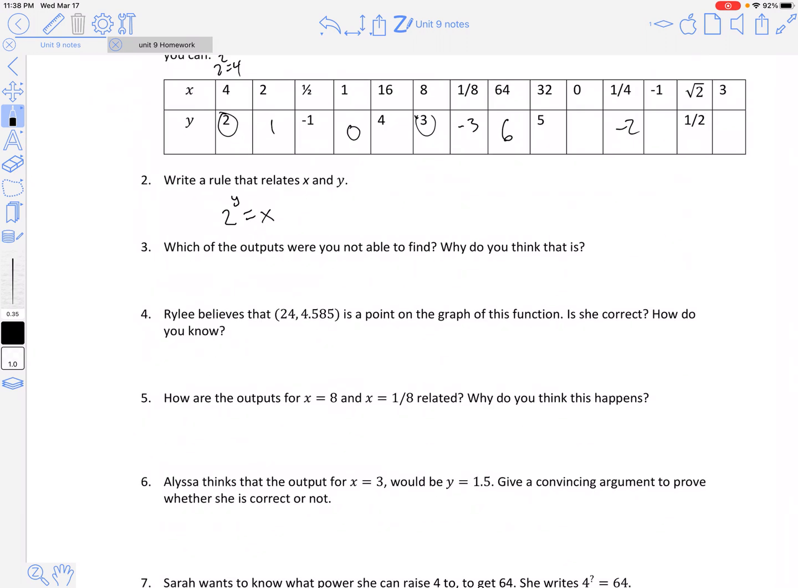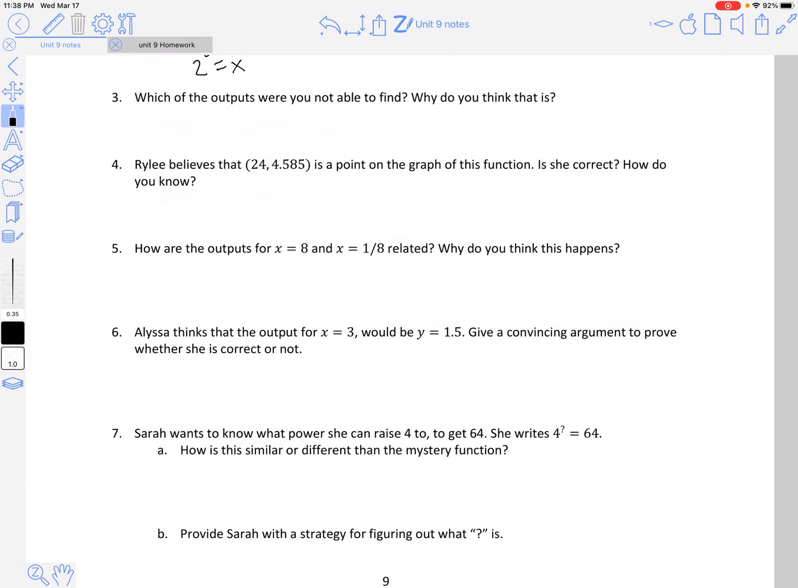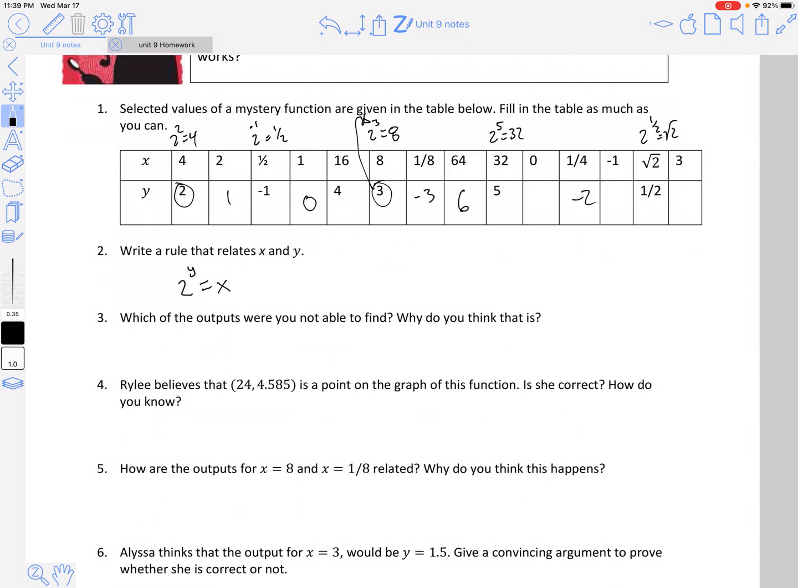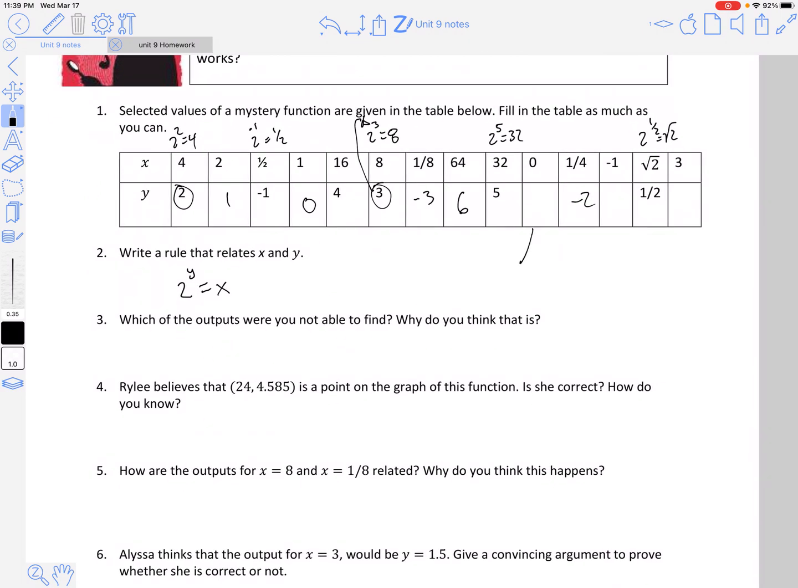All right, so let's take a look at these. Which of the outputs were we not able to find? Well, I told you all of them. So see if you can think about what these will be. Just kind of think about that. All right, so if I have 2 to the what gives me 0, 2 to the what gives me -1.